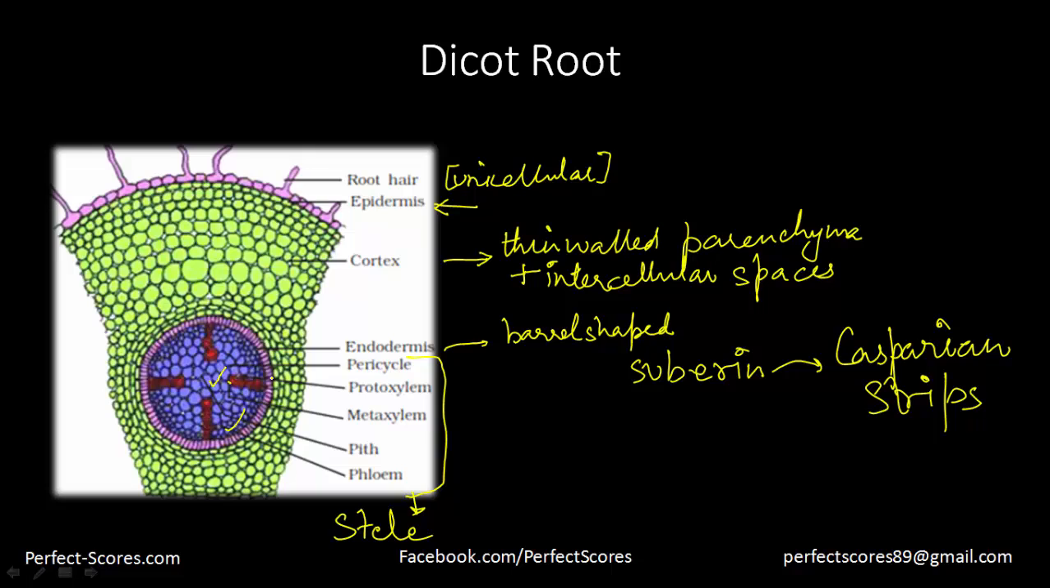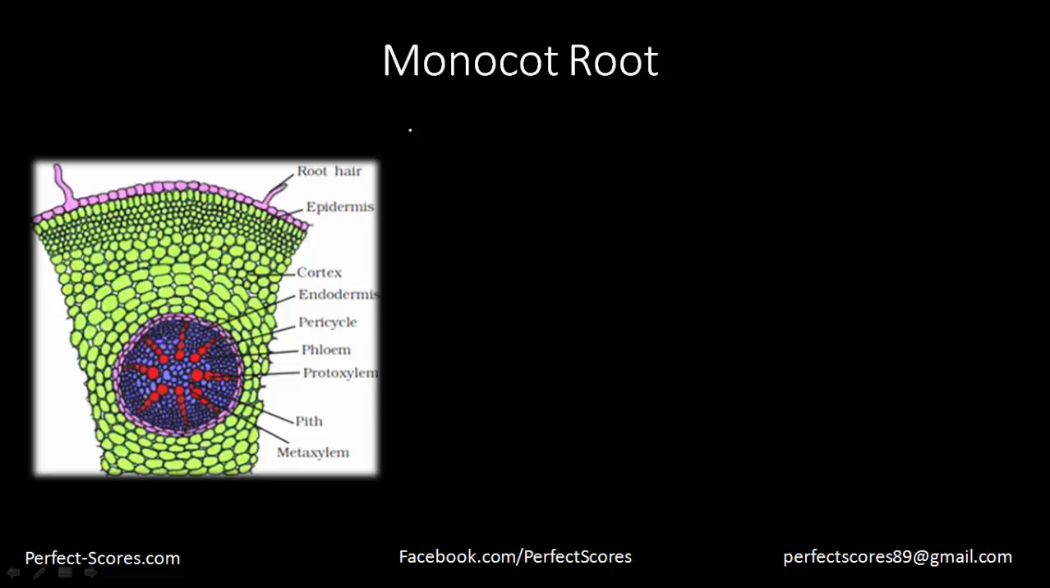An additional thing you need to know is that the parenchyma cells existing between the xylem and the phloem are sometimes also known as conjunctive tissue. So that is the basic information on the dicot root. Let's move on to the monocot root. They're quite similar to each other.